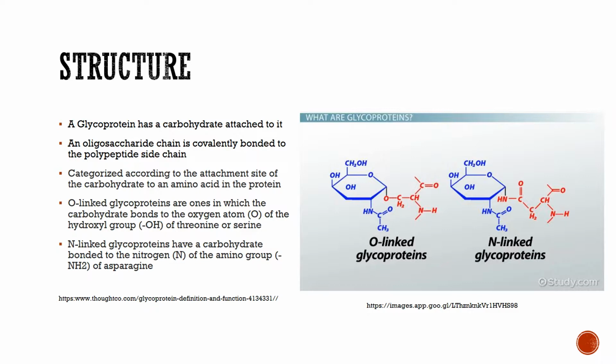O-link glycoproteins are ones in which the carbohydrate bonds to the oxygen atom of the hydroxyl group of threonine or serine. N-link glycoproteins have a carbohydrate bonded to the nitrogen of the amino group of asparagine. And to your right is a picture of both the O-link glycoproteins and the N-link glycoproteins.